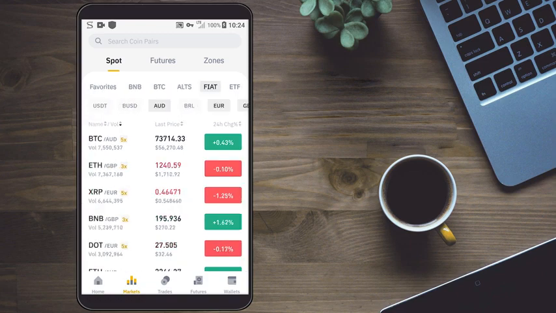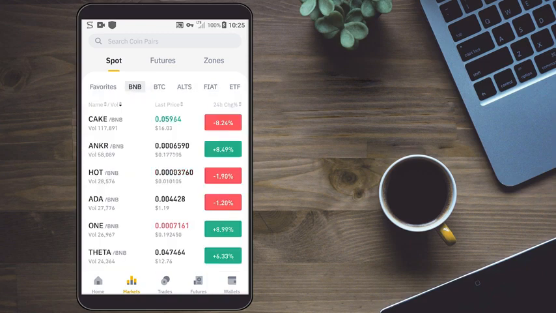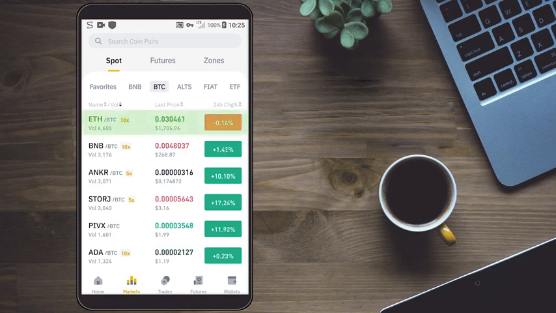We can also trade coins in terms of other coins. For example, by selecting BNB, you see we have coins based on BNB, or by selecting BTC, we have coins based on BTC, as you can see. So here, for example, ETH BTC, when you have BTC, you can buy this pair, which means you buy Ethereum with your Bitcoin. Actually, you exchange your Bitcoin with Ethereum. You give your Bitcoin and instead you receive Ethereum.